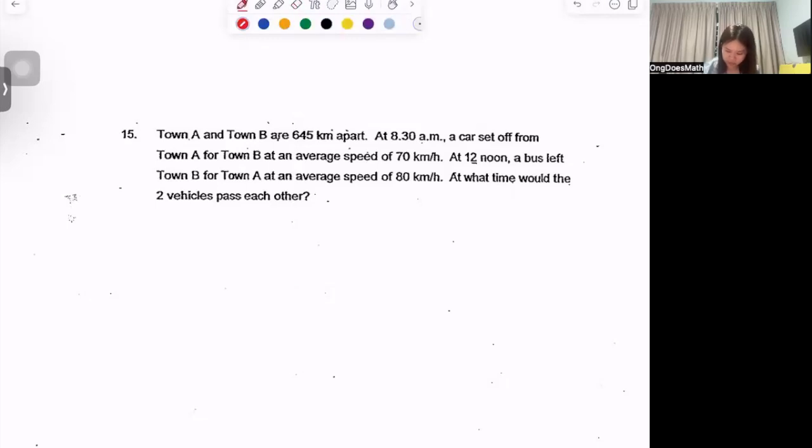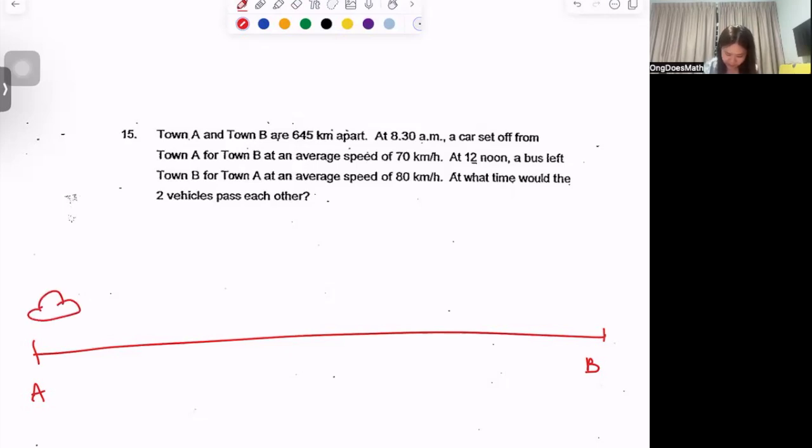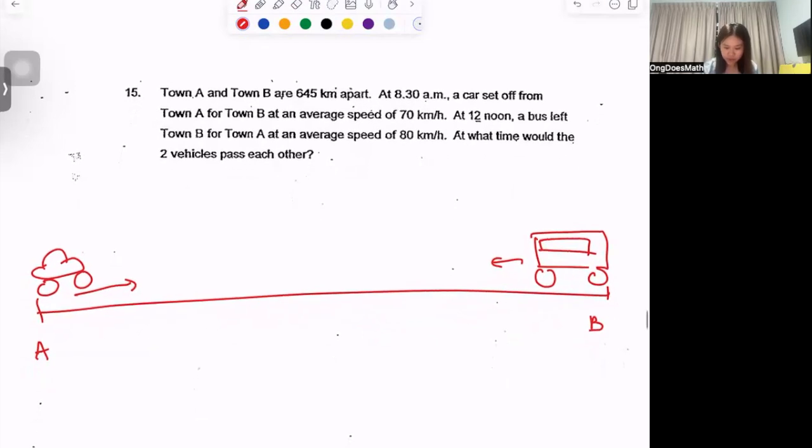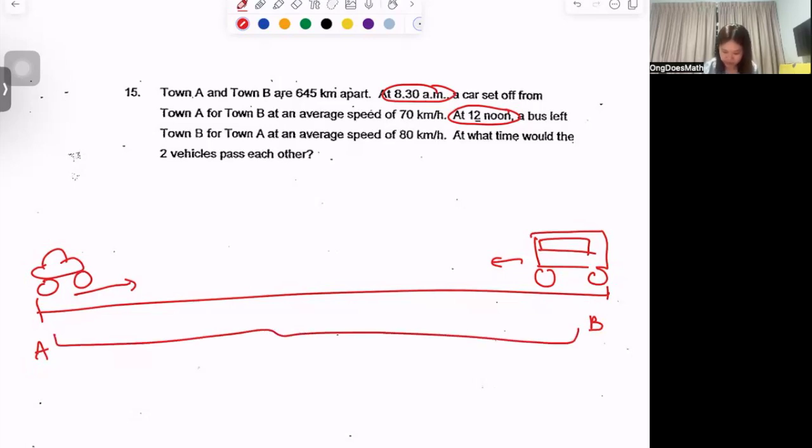So we have two towns, we have A and we have B. At 8:30, there's a car that set off from A to B. Then at 12 noon, there's a bus that travels not from A to B, but B to A. So the car set off first, then the bus set off later. So from 8:30 a.m. to 12 noon, what's the distance that the car will have traveled? Okay, so let's try this also. From town A to town B, the distance is 645 kilometers.